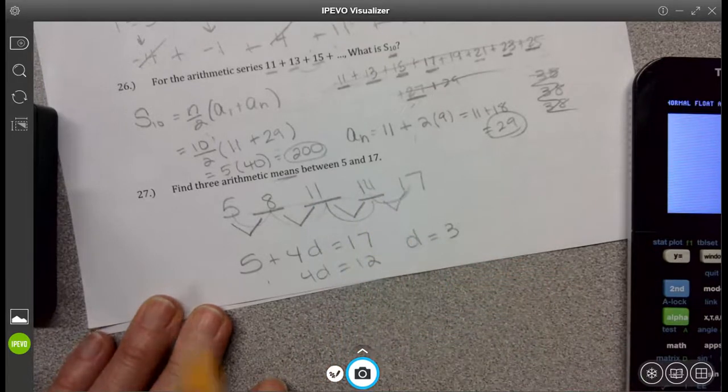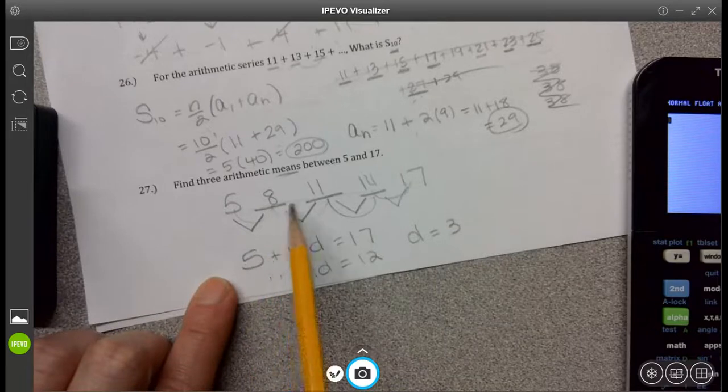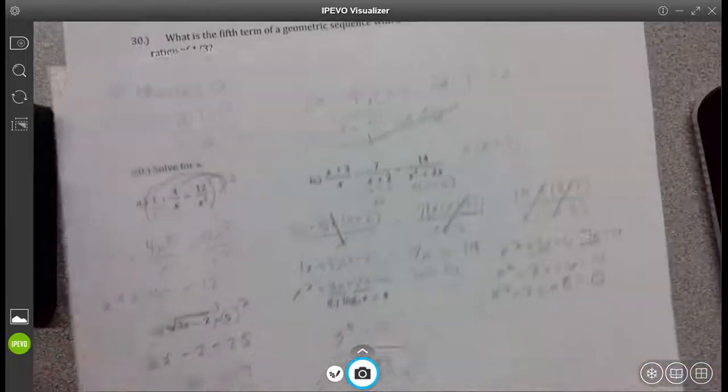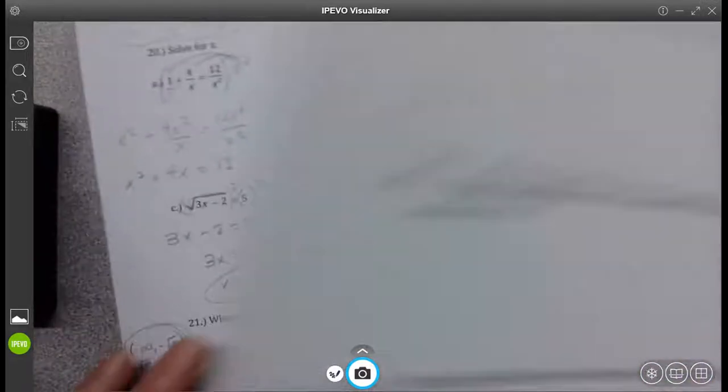Yep. So you start with your first number. How many jumps do you have to make to get to the end? And then that's your end number. Okay. All right. If you don't understand that, please read the part with arithmetic sequences and series.